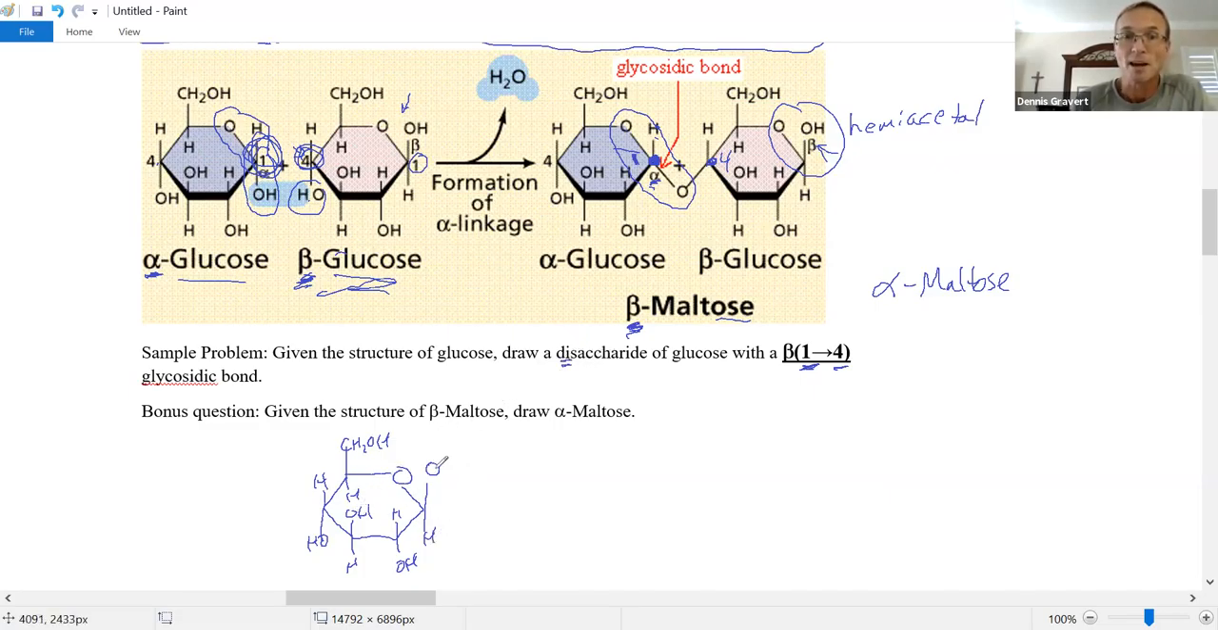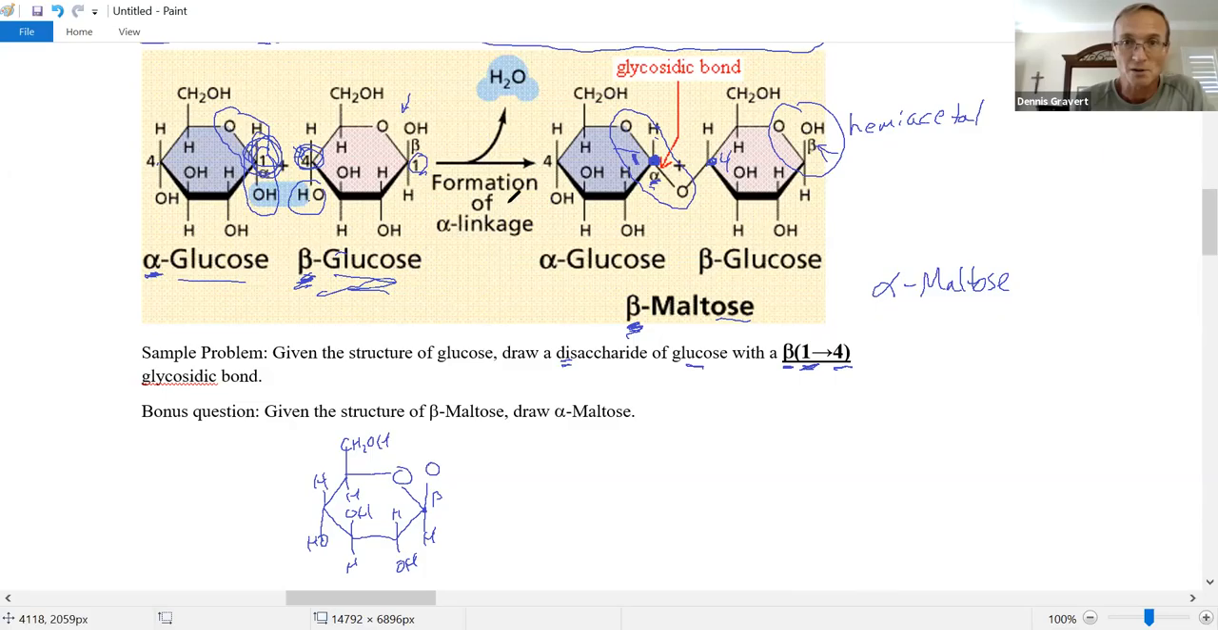I need two of them. And this oxygen comes from the second alcohol. I got the beta part. Yep, this one's beta right here. Anomeric carbon pointing up to the oxygen. It's on carbon one. Yep, it's on carbon one. We want number four. I want a disaccharide of both glucoses.